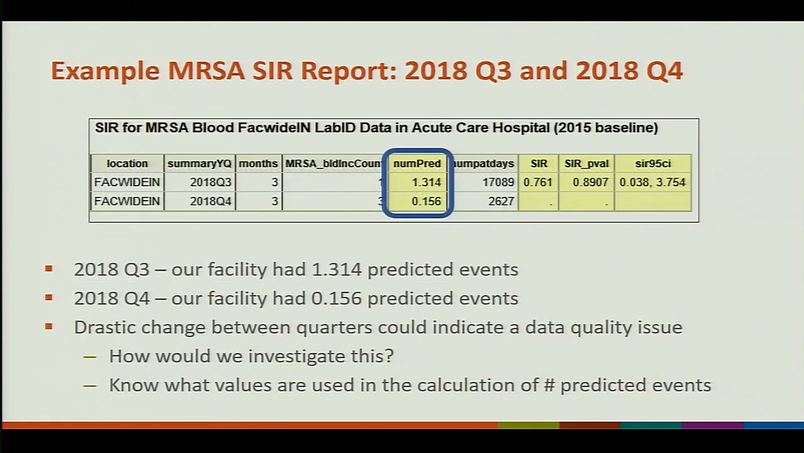Okay, when we look at this SIR report as a whole, looking at both quarter 3 and quarter 4 data, we may notice that the number predicted has changed pretty drastically between those 2 quarters. If you notice this happening in your facility, it might warrant some additional investigations into your data to make sure that your risk adjustment calculations and those variables were entered accurately for both quarters. And one way to really investigate this is to understand the variables that go into the calculation of the number predicted. So that way you can see where something might have been entered incorrectly.